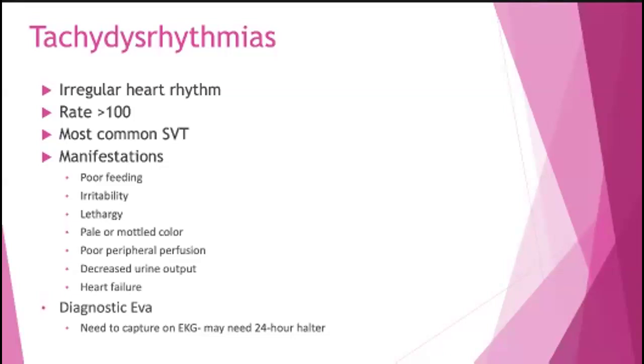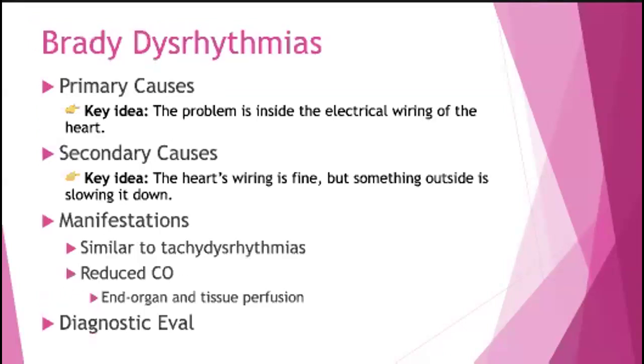Why is this dangerous? The rapid rate means that the ventricles do not have enough time to fill. We're going to have a drop in our stroke volume, a drop in our cardiac output, and poor perfusion. Diagnosis: we need to capture it on an EKG to confirm the rhythm. Because episodes can be intermittent, occasionally we'll send a child home with a 24-hour Holter monitor or even longer to catch it.